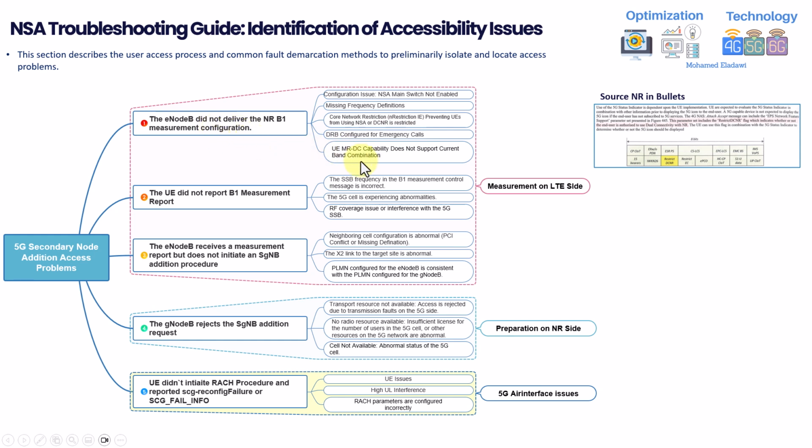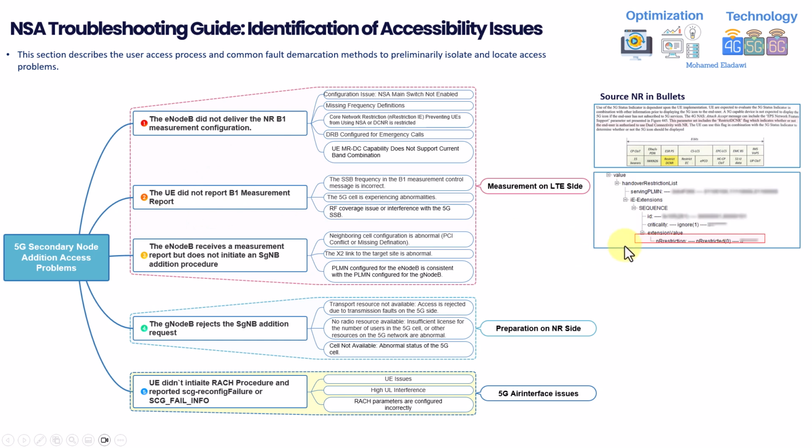And the last part, which is related to the capability in general: if the user is not supporting the NR, or not supporting the combination of, for example, 1800 plus N28, then the B1 will also not be delivered. Second cause, that after the B1 is delivered, the UE himself didn't report the measurement report.